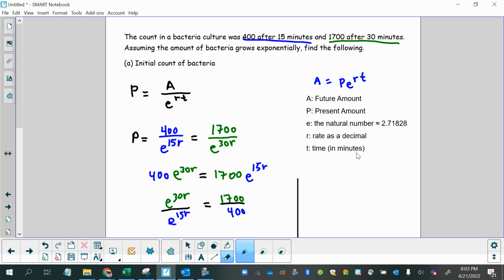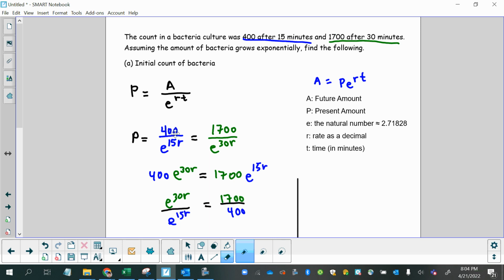Depending on the problem you're working on, your time increments can be different. For instance, if you're talking about investments, it's usually time in years. But as long as you keep all your units consistent, it should be fine. So I just made sure to make everything in minutes. So t represents the number of minutes.